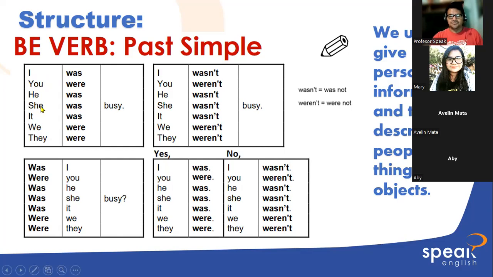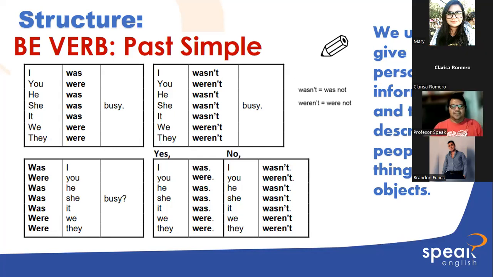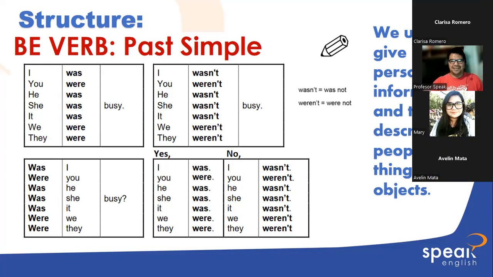Can I have a volunteer to read the first four examples here using I, you, he, and she? Okay, Mary. I was busy. You were busy. He was busy. She was busy. Thank you. Very well. And Clarissa, go ahead and help us with the other three.